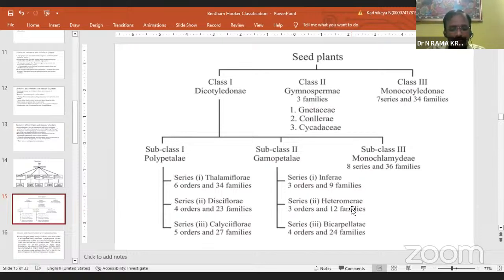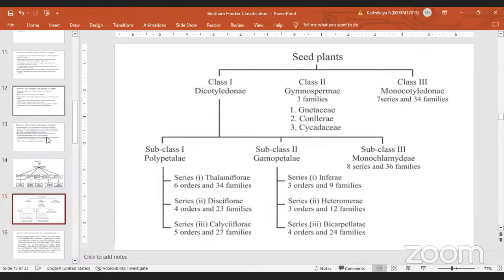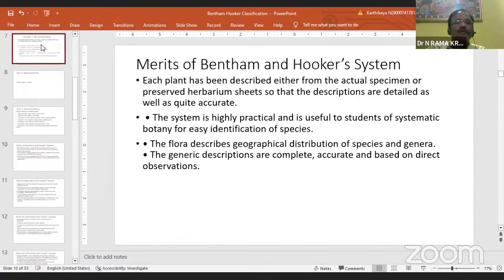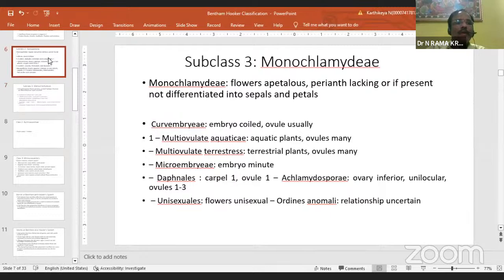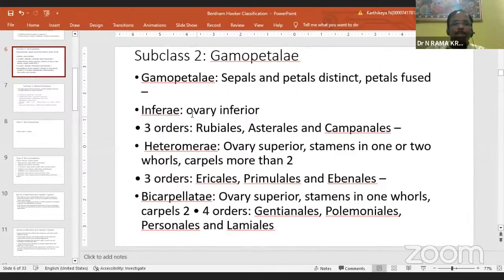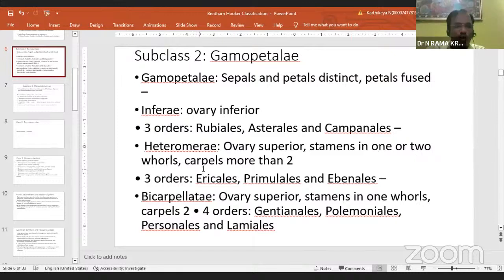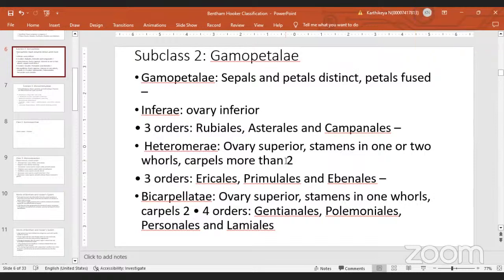What is the last one? Last one, Bicarpellatae. Now you see Inferae: ovary is inferior. Heteromerae means ovary superior, stamens in one or two rows, carpels are more than two. This point is most important. Hetero means more than two carpels is there.